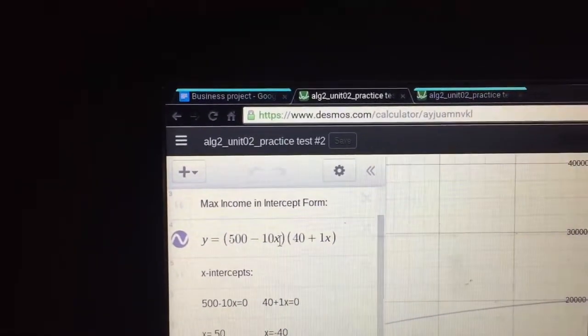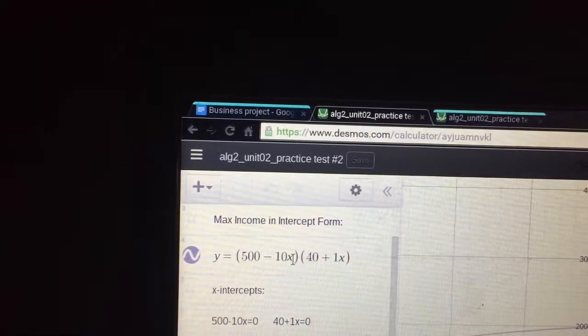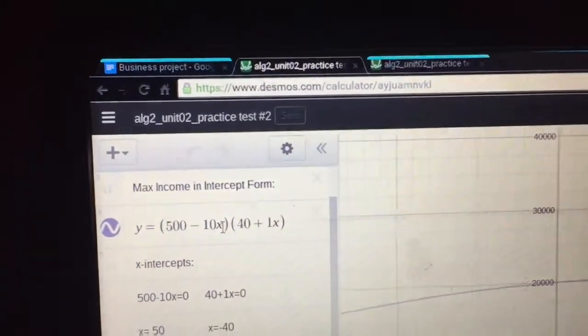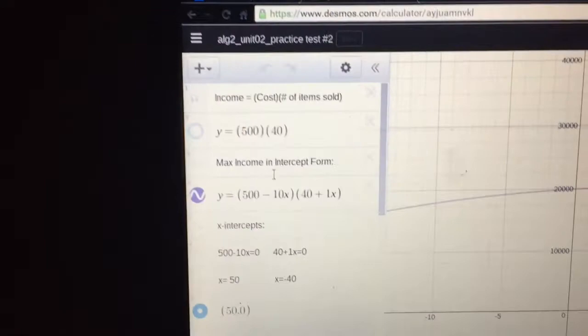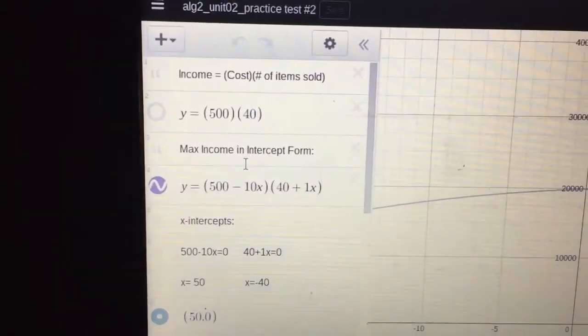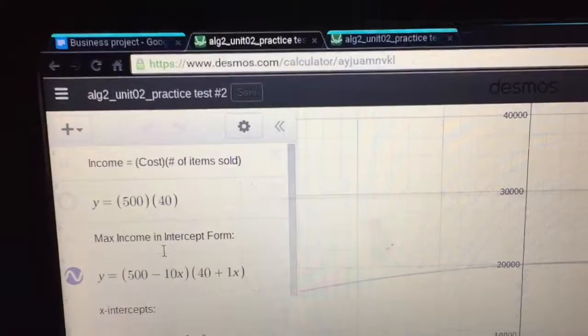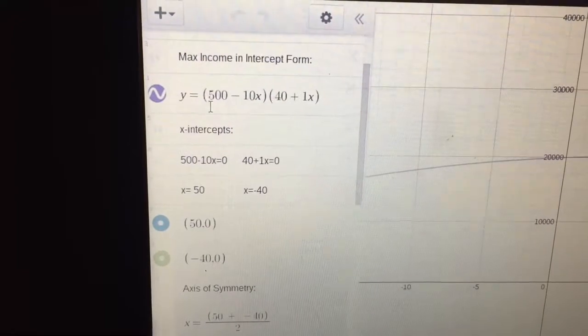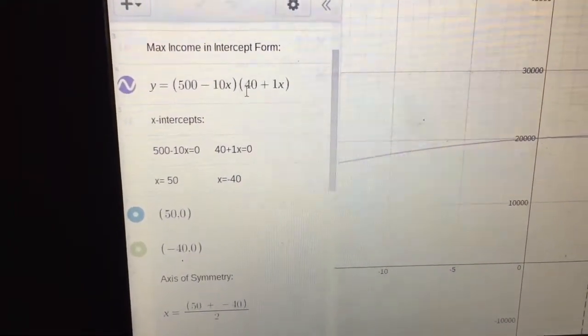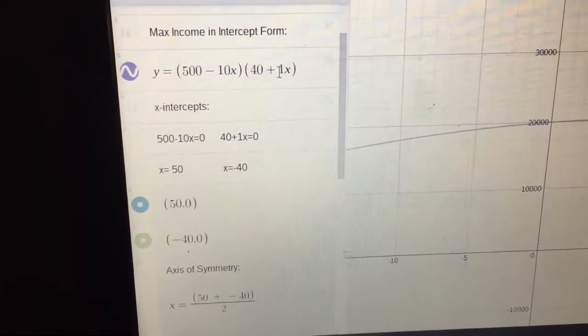Let's say the UFC gym sells 40 memberships per month, and they charge $500 per membership. Each time the price decreases by 10, they sell an additional membership per month. To find the max income, it is 500 times 40, so cost times number of items sold. In intercept form, they would do y equals (500 minus 10x) times (40 plus 1x).